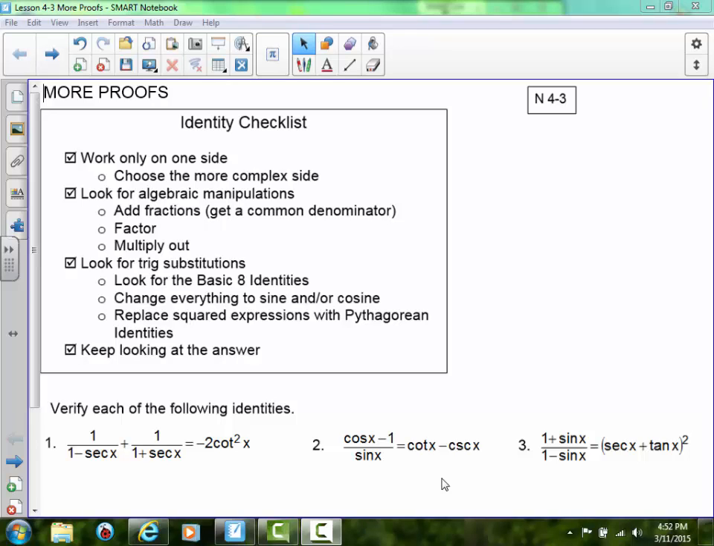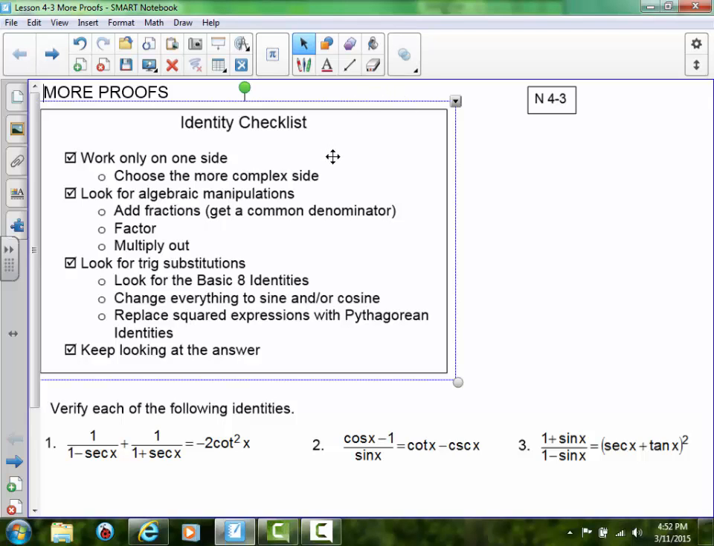Okay, so we're going to look at some more proofs. This is lesson n4-3, and we're just going to look to see what we can do with these. We've created an identity checklist. These are some things you can look for as you're working on your problems, and will help you keep organized as you're going through, because as it gets more complicated, sometimes we need a little assistance.